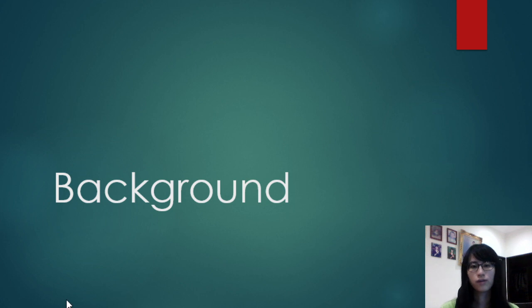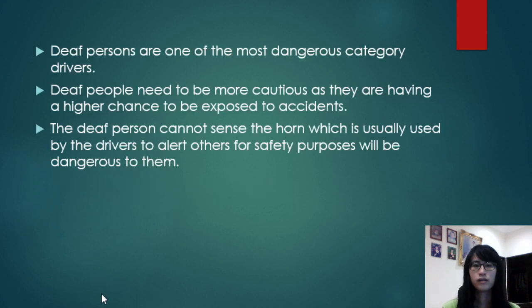Okay, so now we're talking about the background of the undetected system for deaf people. Deaf people are one of the most dangerous categories of drivers, as they need to be more cautious and have a higher chance of being exposed to accidents. A deaf person cannot sense the horn, which is usually used by drivers to alert others for safety purposes, and this will be dangerous to them.